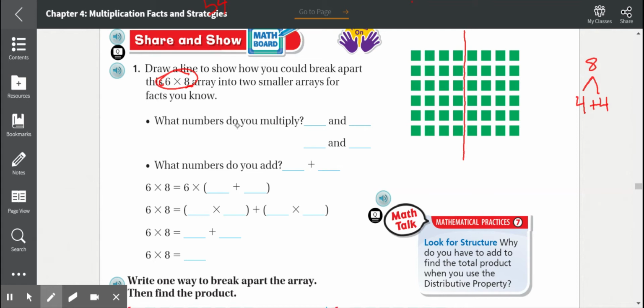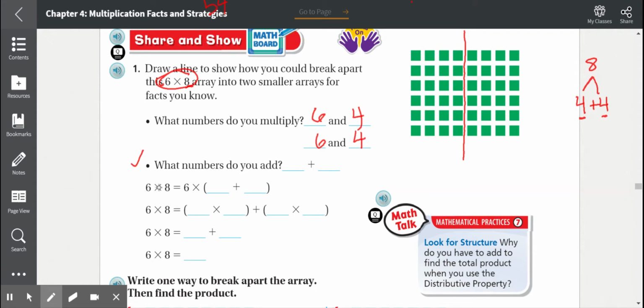Okay, what numbers do you multiply? So we're going to multiply 6 and 4, and then we're going to do 6 and 4 again, because we broke it into a 4 and then a 4. What numbers do we add? Let's figure that out next, okay? When it says what numbers do we add, let's put a check mark. We'll come back to that.